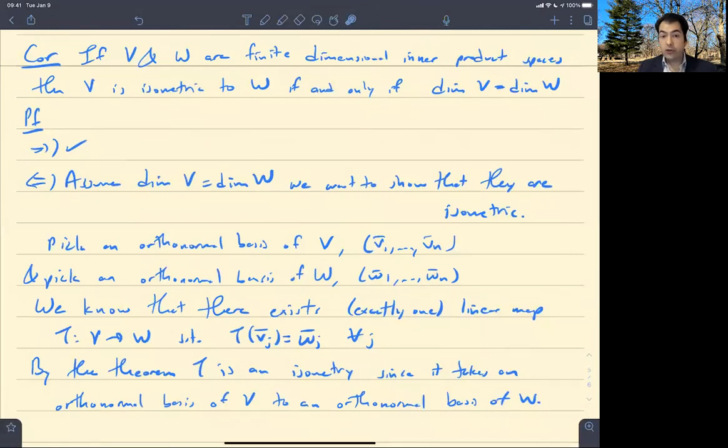This is not true if you're looking at length spaces, normed spaces. For example, on C2, you could consider the little L1 norm, or you could consider the standard norm, and those are not isometric, because if they were isometric, then the little L1 norm would be given by an inner product, would come from an inner product, and we know that it does not.